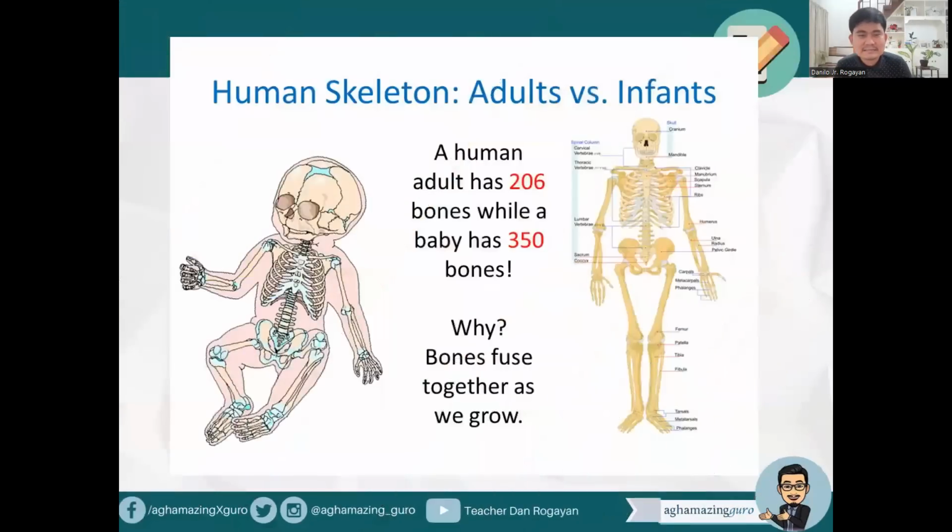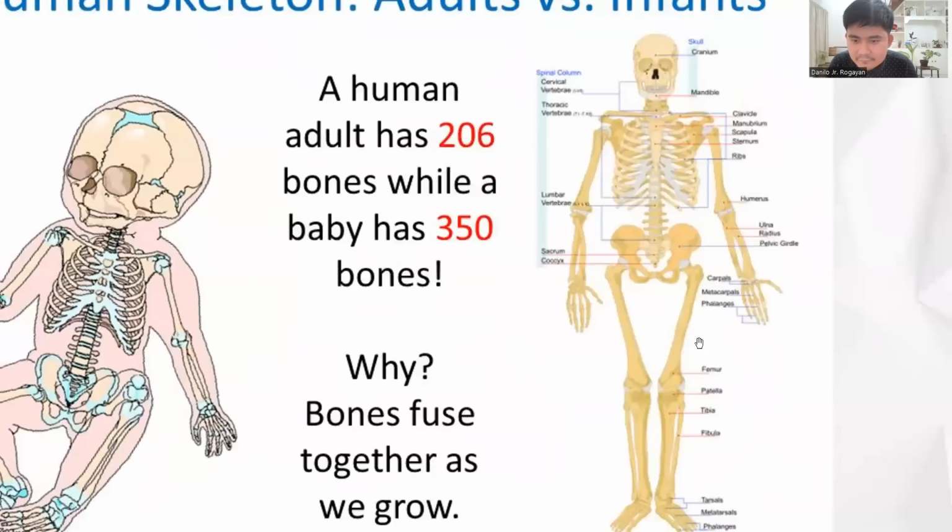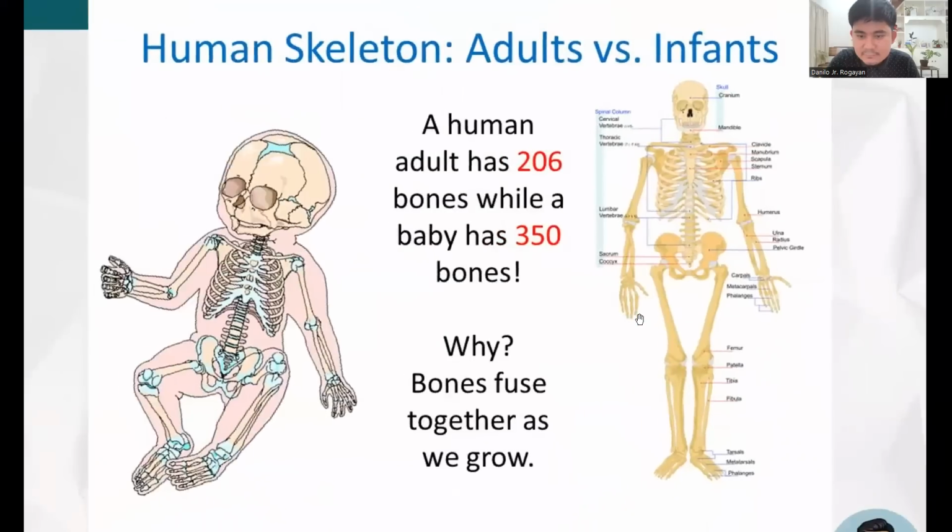Tama naman. Okay, next. So human skeleton, adults versus infants, remember that baby has 350, but the adult has 206. What happens? Nagkakaroon ng fusing together as we grow. So pag tinanong sa board dito, do babies have greater number of bones than adults? That is yes. Ayan, no? That is your femur. Then you have your patella. Alright, so yun lang naman for now.